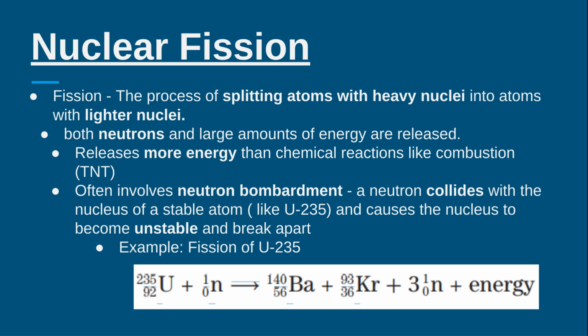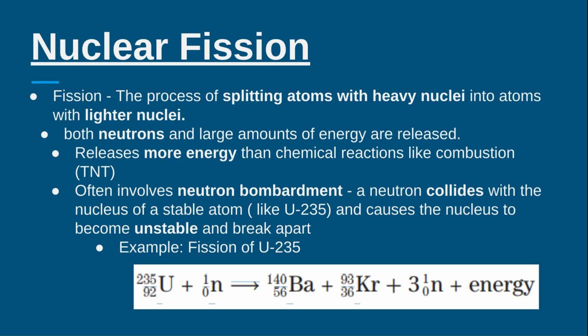Oftentimes, fission starts with a more stable nuclei. In order to make that nucleus unstable, it will involve neutron bombardment. Bombardment means to hit, high speed, lots of force and energy. So a neutron is fired at a stable nucleus. So a neutron will collide with this nucleus of a stable atom and cause that nucleus to become unstable and break apart. So here's our example of a nuclear equation for fission of uranium-235.